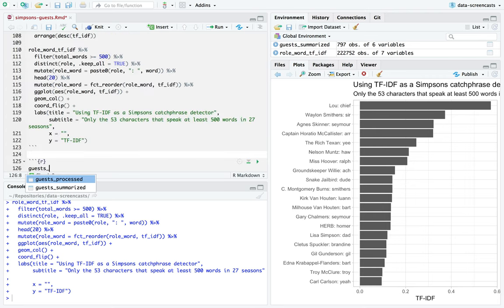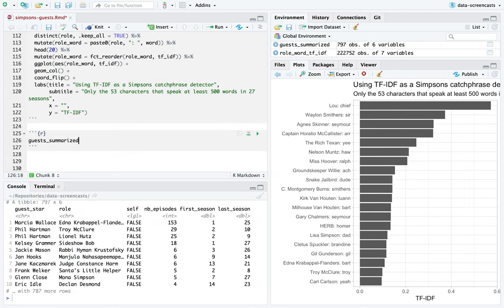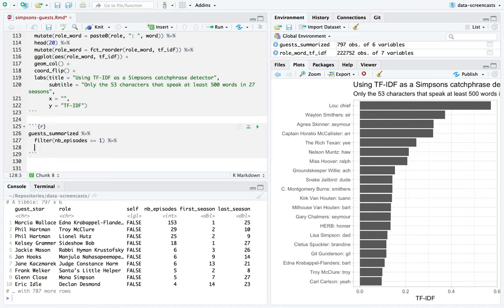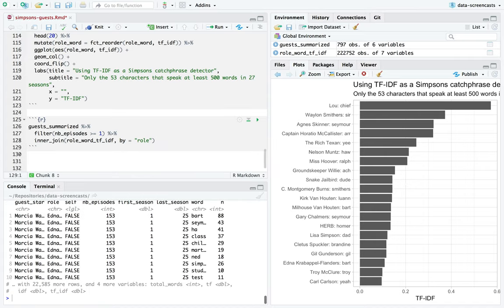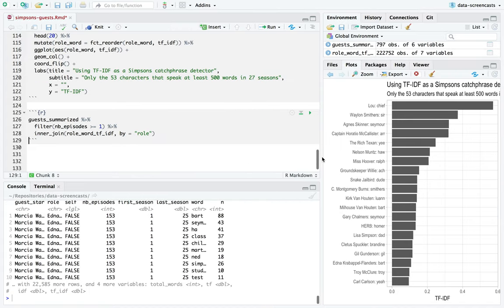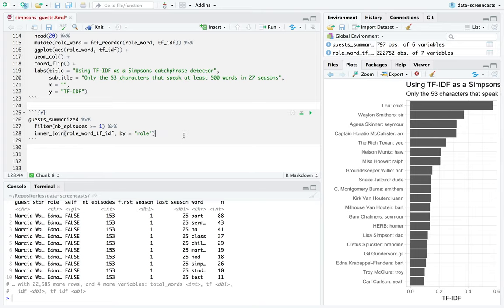Take our guests summarized and join, and let's filter them for number of episodes greater than one. And now let's inner join it to our role word TFIDF data set by word. Why more than one episode? I just think if you're in one episode, of course, the dialogue's going to be somewhat specific. And then we can say what guest stars had particular specificity of what words they used.